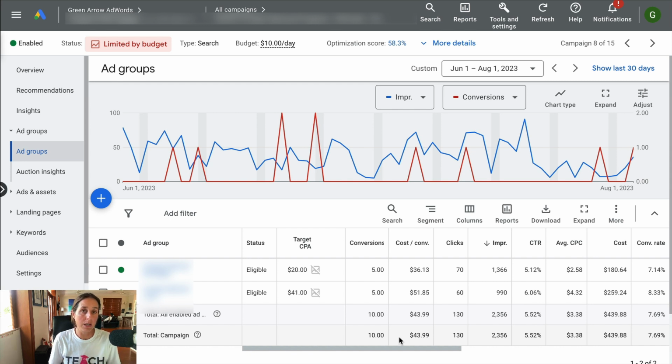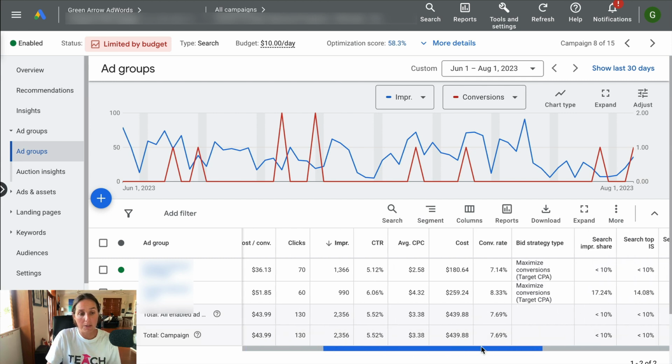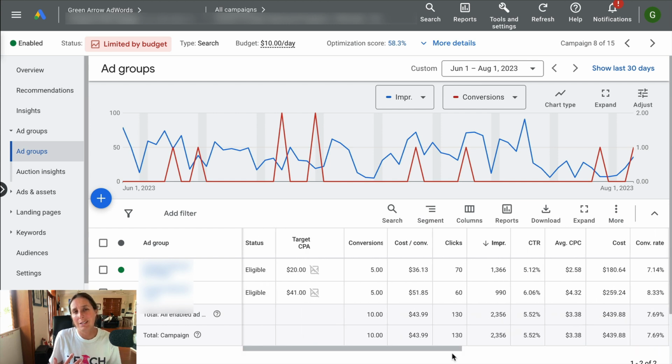Obviously, if you set your target CPA amount lower, then you're going to be missing out on some impressions. So if I scroll across here, you'll see that this particular ad group that's got a lower target CPA has a lower impression share than the one that's higher. And that's because you're giving Google less scope to buy traffic, because it's got to get leads for cheaper.